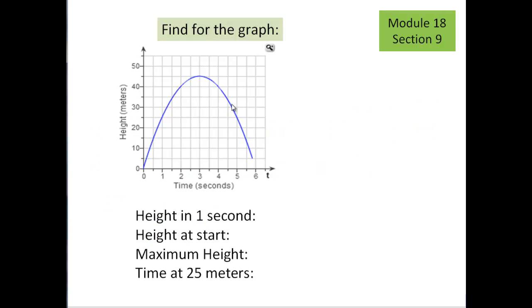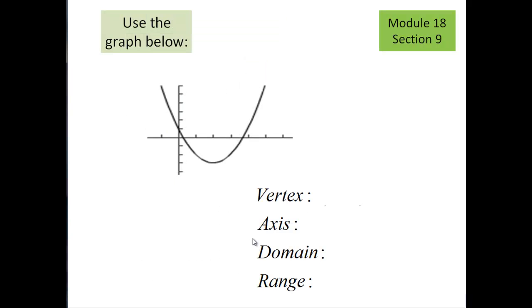Okay, they're going to give you a question like this. Possibly they'd ask you a bunch of information from a graph. What's the height in 1 second? Go to 1 second, look up. It's 25. Height at the start. Well, here's where we started, and we are at 0. Maximum height, the tallest it gets, 45. Time in 25 meters. Well, let's see. 25 meters happened right here at 1 second. Happened again at 5 seconds. So 1 and 5 seconds.